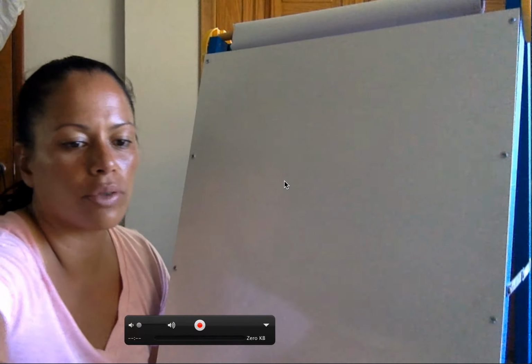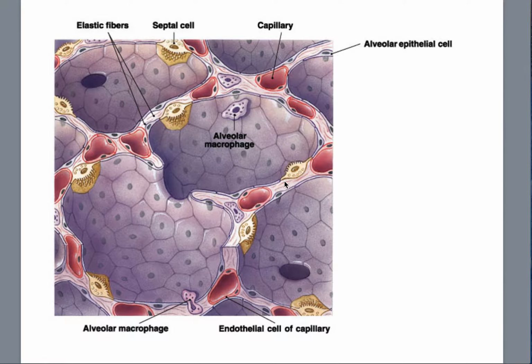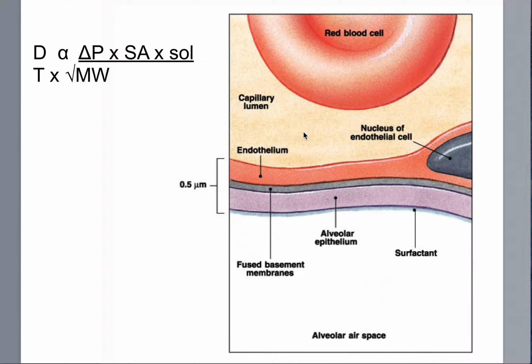Let's do a little respiratory physiology. These are, again, the alveoli. What is the point of alveoli? They're microscopic sacs in the lungs that allow for gas exchange. What do I have that's wrapping around it? I have capillaries. And we said diffusion.